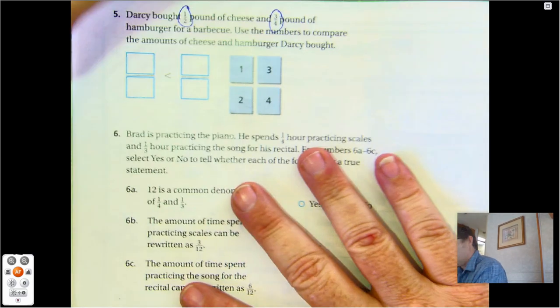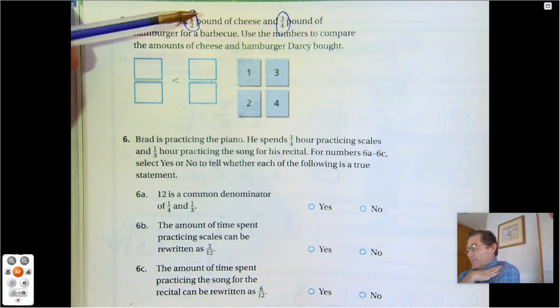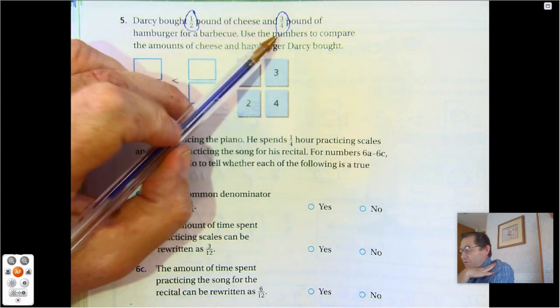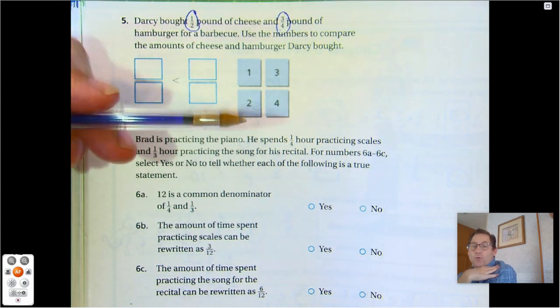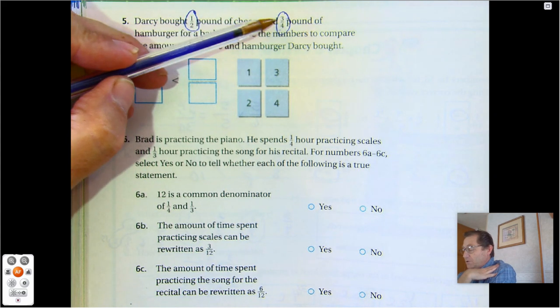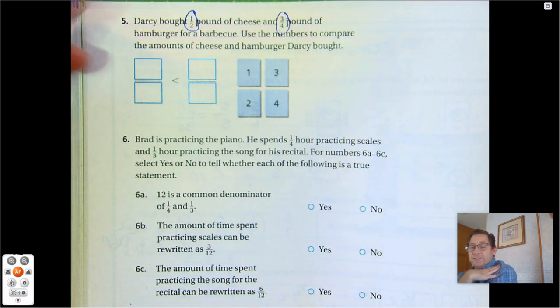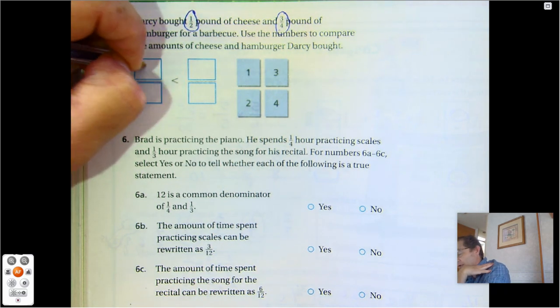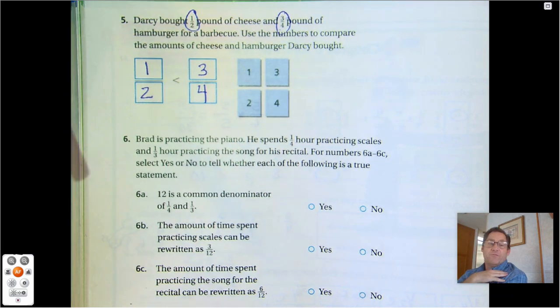So, I don't need to find a common denominator because 3/4 is greater than a half. Half of 4 is 2. So 2/4 is smaller than 3/4. And 2/4 is 1/2. So we're going to say 1/2 is less than 3/4.